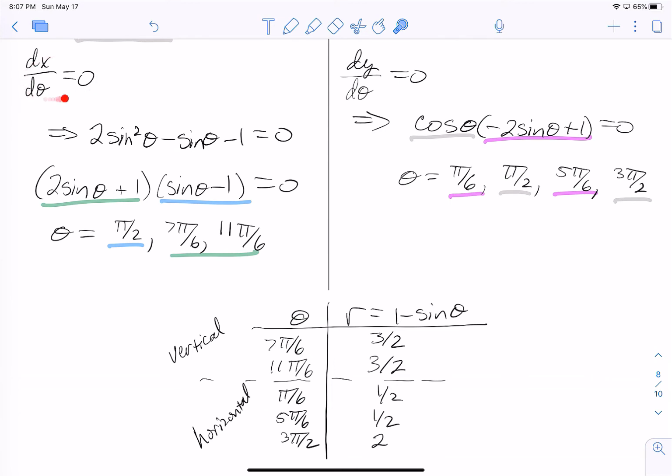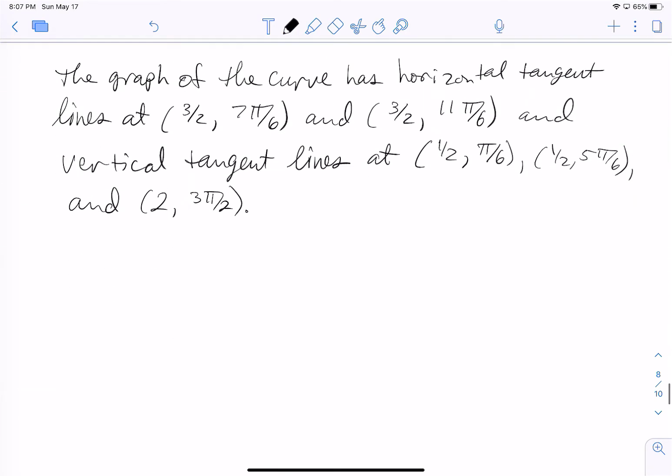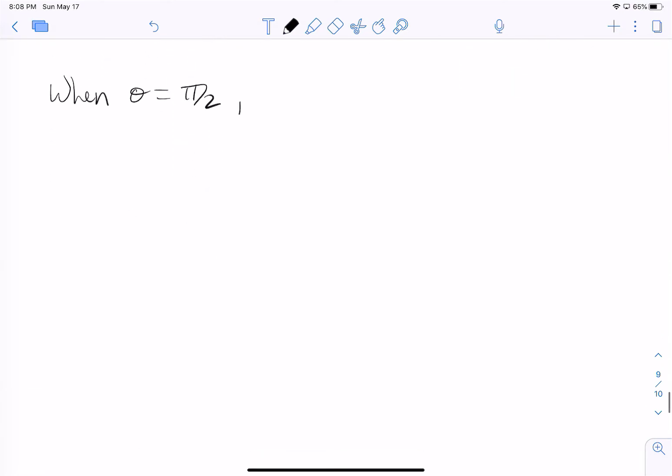We need to consider separately, though, pi over 2, because we got it as a result of setting dy/dθ equal to 0 and also dx/dθ equal to 0. I mixed up what I was pointing at, but you get the idea. We're going to examine separately when theta equals pi over 2. When theta equals pi over 2, we have that dy/dx is equal to 0 over 0, which is an indeterminate form, so we need to deal with this using L'Hopital's rule.